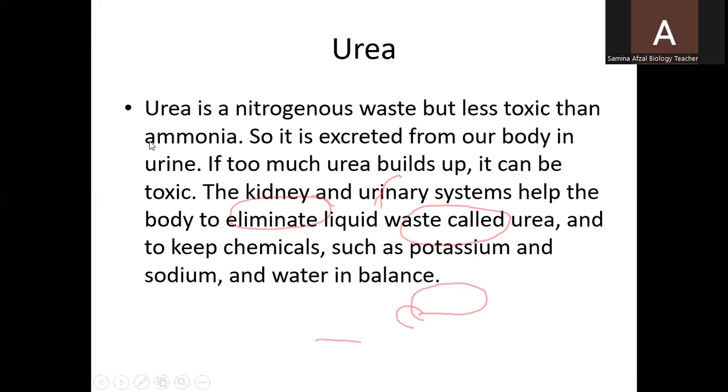Now, I would like to say something about urea, which is a nitrogenous waste, toxic but less toxic than ammonia. It is excreted through urine. If its concentration is increased, its toxicity is also increased. So our kidney and urinary system help the body to eliminate liquid waste called urea and to keep chemicals such as potassium and sodium and water in balance.